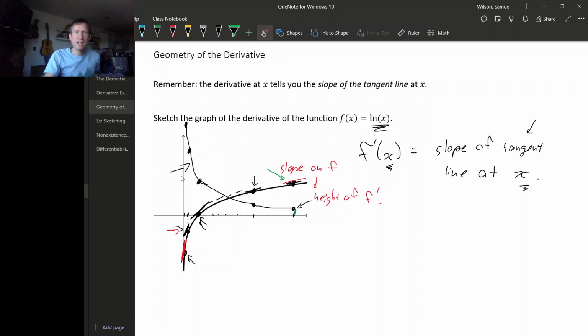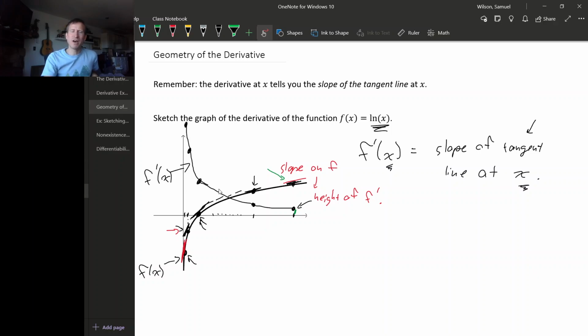So this right here is a sketch of the graph of the derivative function, f prime of x, and this graph is f of x. You can see just by estimating what the slopes look like, you can get some idea of what the graph of the derivative function looks like. It's actually a lot of work to sketch all of these tangent lines and plot points individually.